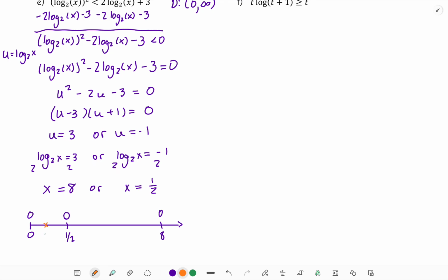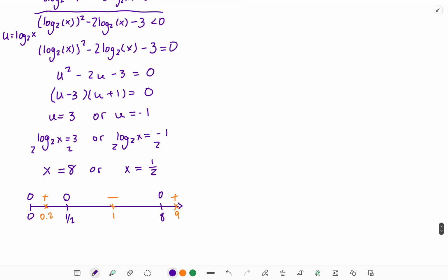So we could do 0.2, could do 1, and we could do 9. Notice that my drawing is not to scale. Now plug those in and see what we get. And we get positive, negative, positive. Our original inequality was less than, so our answer is 1/2, comma 8, parentheses on both sides.